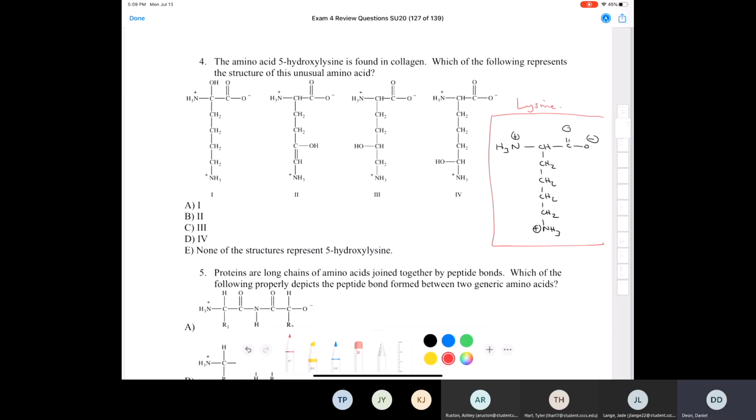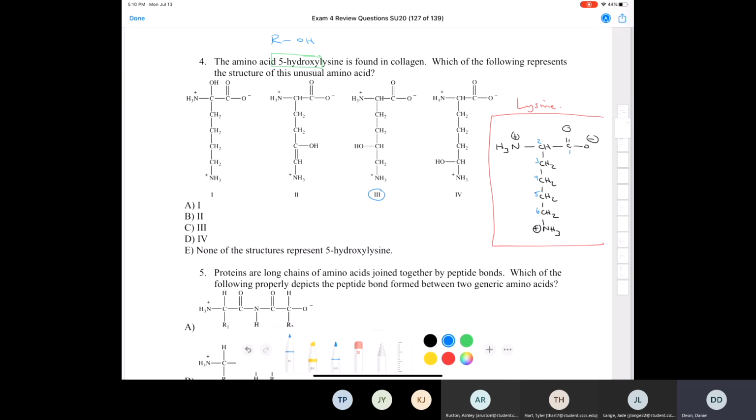The way that we number the carbons in the amino acid is that the carbon in the carboxyl group is always going to be carbon number 1. So we have 1, 2, 3, 4, 5, 6, a total of 6 carbons in lysine. If I look at all of the possible answers, I'm looking for one that has a hydroxy on the 5th carbon. Now a hydroxyl or hydroxy is an alcohol.